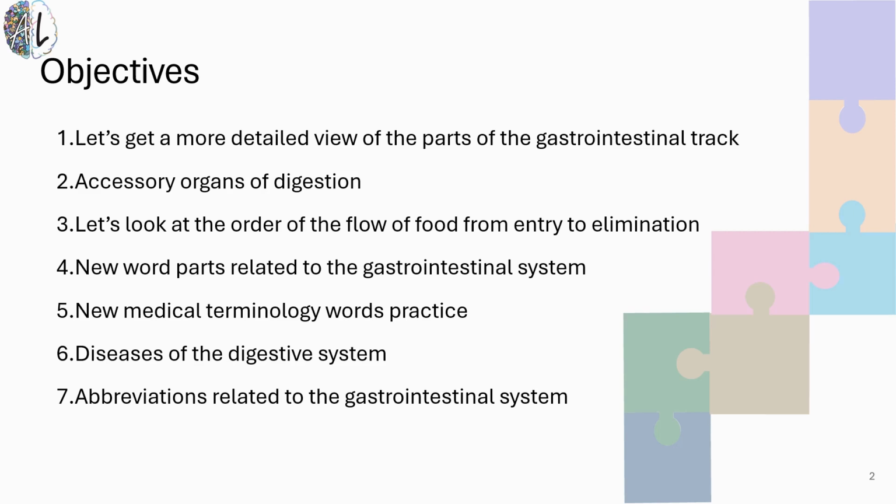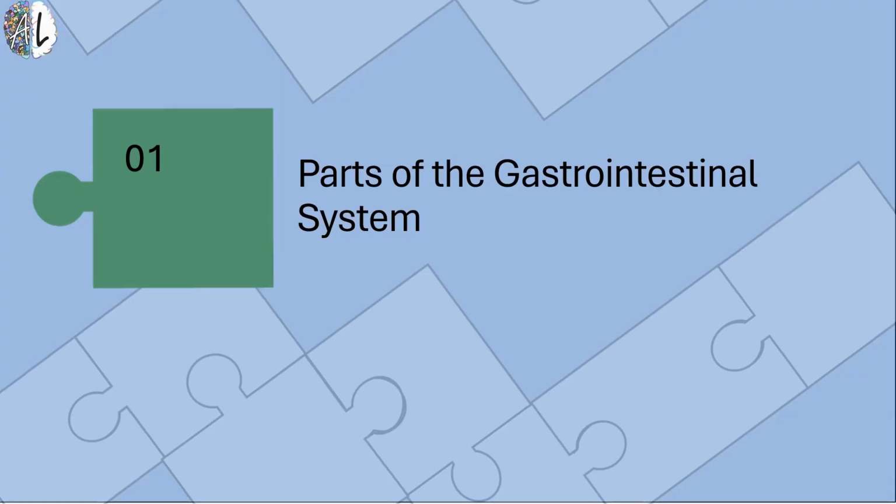We're going to look at new medical term parts, so make sure you have your word list printed. We have new medical terminology word practice. We're going to look at some diseases of digestion. And then last but not least, we do have some abbreviations related to the digestive system. Let's first look at the parts of the GI or gastrointestinal system.